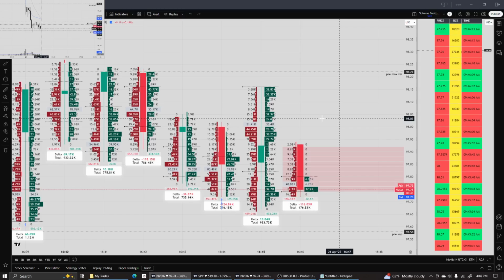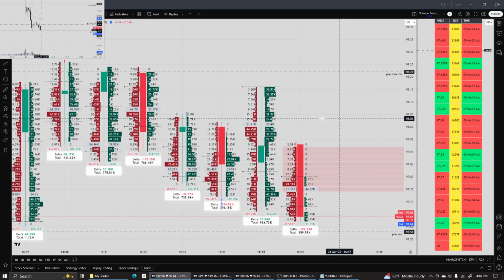I have a feeling that the stock might recover and then fall. Just my 2 cents. Okay, no buying aggression whatsoever. Zero, zero, zero. Nah, bro. This is bad. This is calling for a fall.